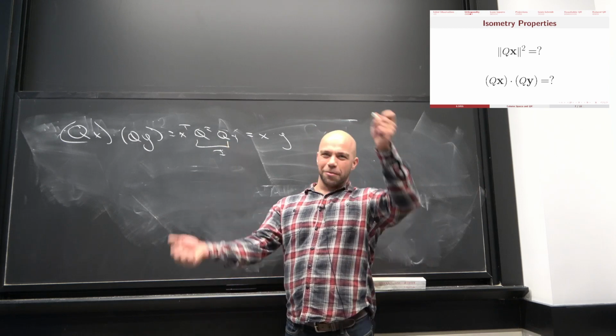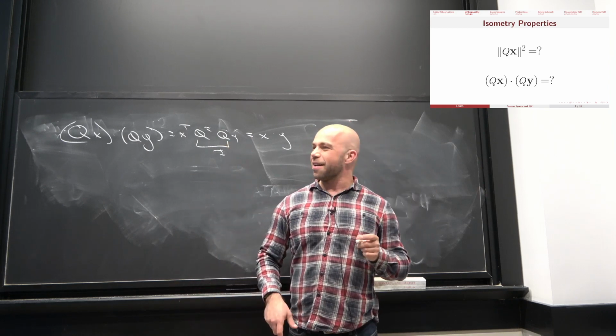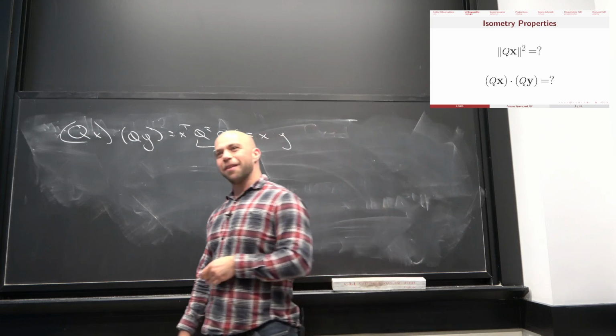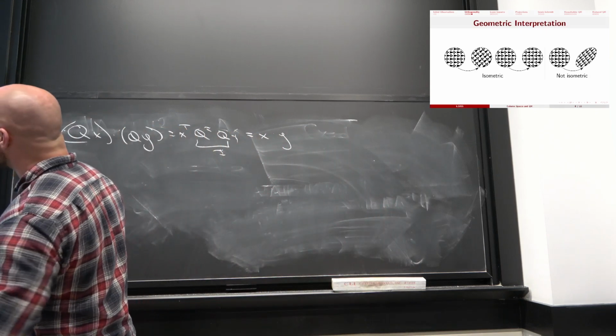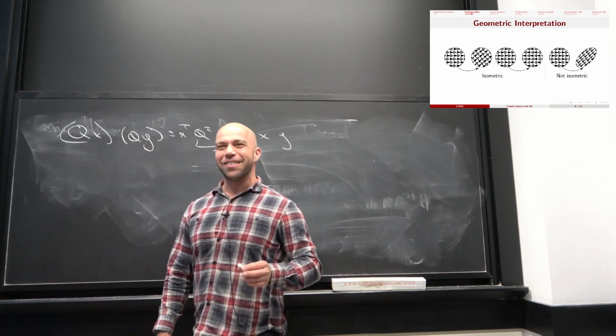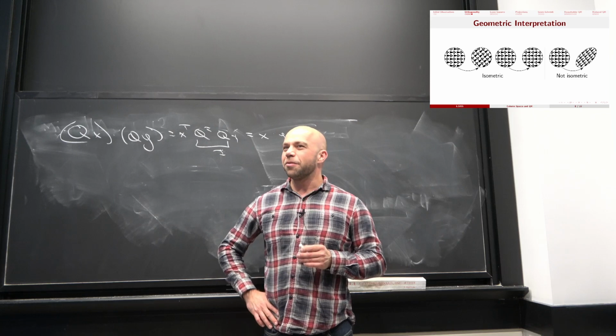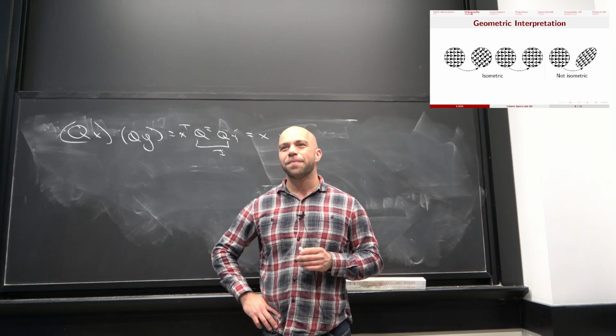So Q is basically a rotation or a reflection, but it's not a stretch or a shear. Okay, so that's geometrically how to think about it. In fact, here's a picture of a rotation, in case you forgot. Okay, so I think this is probably a good linear algebra review. Nothing too exciting so far.